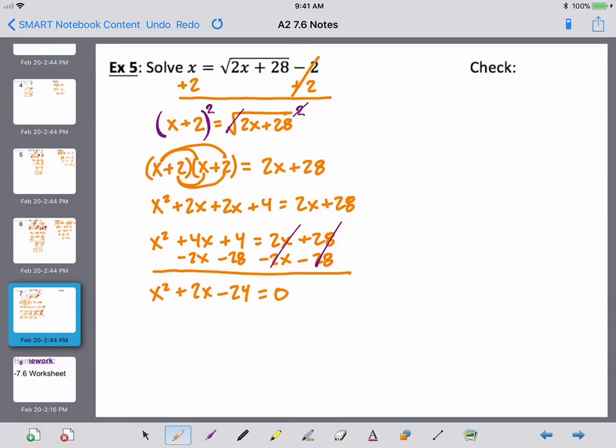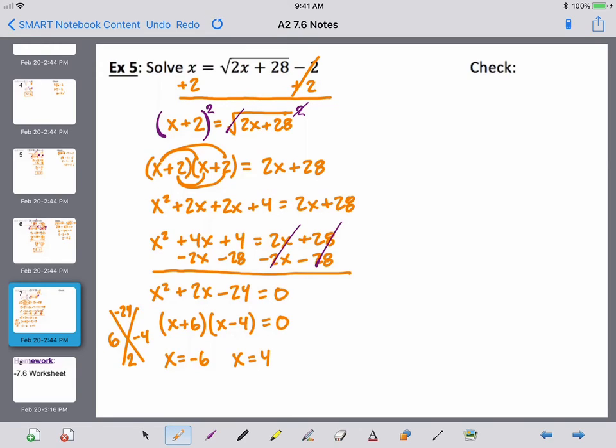Now to figure out what's going to make that equation equal 0, we've got to set up what two numbers multiply to negative 24 and add up to 2. Well, the only way to do that is with a positive 6 and a negative 4. So if we factor this, it factors into x plus 6 and x minus 4. To make the first factor equal 0, we'd have to plug in negative 6. And to make the second factor equal 0, we have to plug in 4.